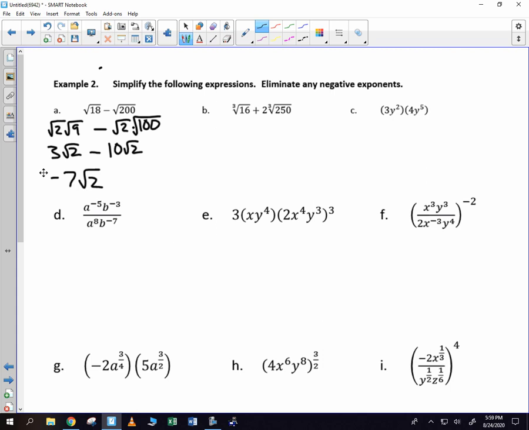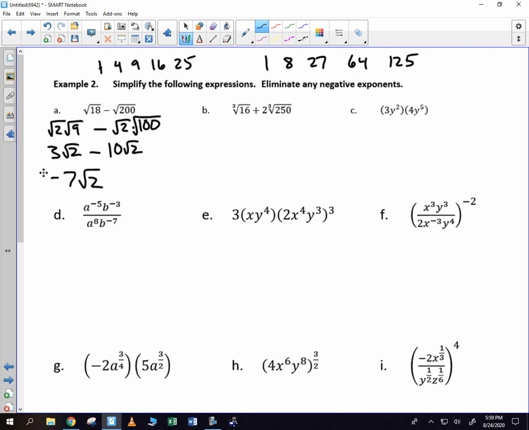This one is different because it says perfect cubes. Now, while I know the perfect squares are 1, 4, 9, 16, 25, so on and so forth, perfect cubes are 1, 8, 27, 64, 125, so on and so forth.